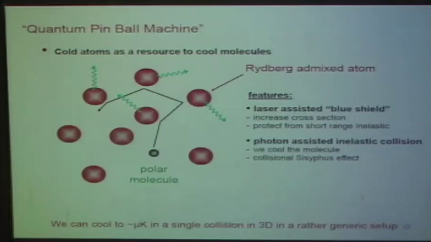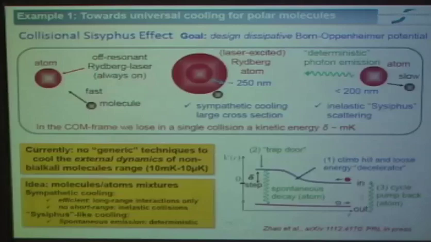So as we said before, we want to find a way in which we can increase the cross-section between atom-molecule collisions, and we do that by using so-called blue shielding techniques, which means using a laser to engineer interaction between molecules and Rydberg atoms. And also, we want to engineer spontaneous emission from the Rydberg state in such a way that a photon can take away the collision energy and possibly cool of the order of maybe millikelvin in each collision between atom and molecule. And so the idea to do that is just the following. I will not enter details, but just give the flavor of what it is.